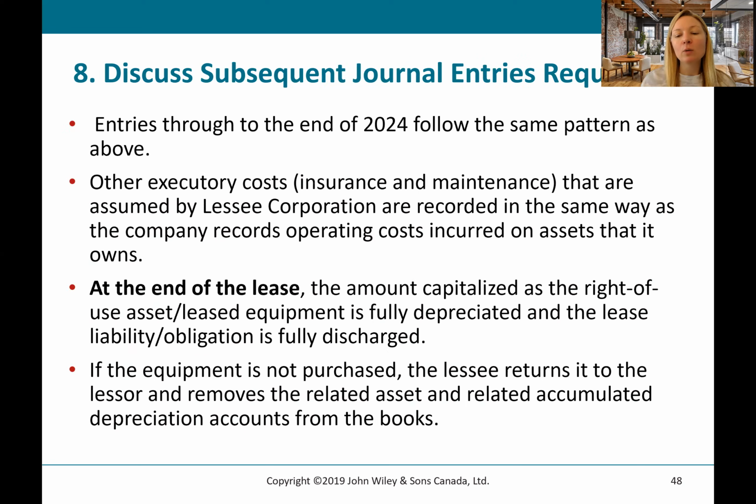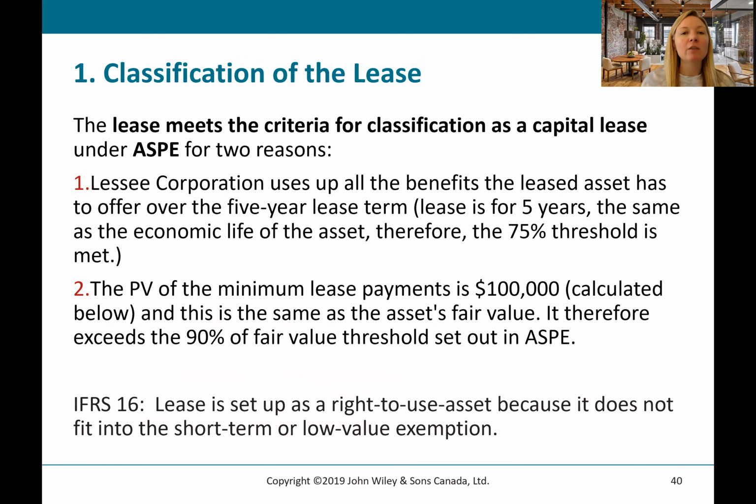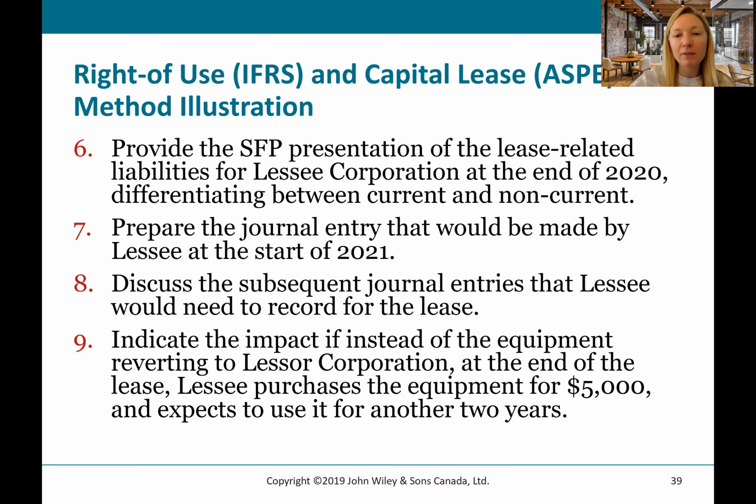So let's go back to our questions here. Let's check off what we've done. Okay, so we've got the statement of financial position presentation. We've looked at what the journal entry would be at the beginning of 2021. So year 2, January, what does that look like? We just have to make our lease payment. We're asked to discuss the subsequent journal entries that the lessee would need to record for the lease. And we talked about that. At the end of the lease term, the asset and the liability will be fully depreciated or amortized, and everything will be at zero. We'll return the equipment and we'll clear off our books.